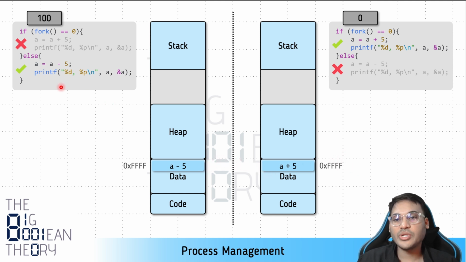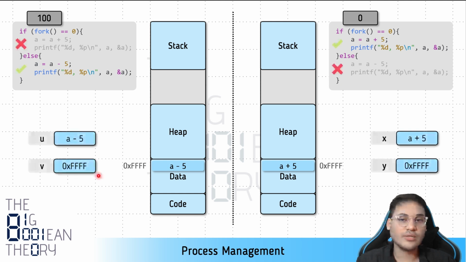Okay, so now let's print the statements. Let's execute the printf statements. The printf statements are the same in both the parent and the child. So what are we printing? We are printing the value of a, and then we are printing the address. So this is how the values will look.